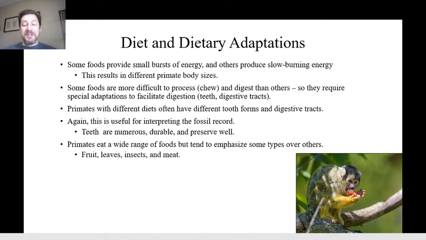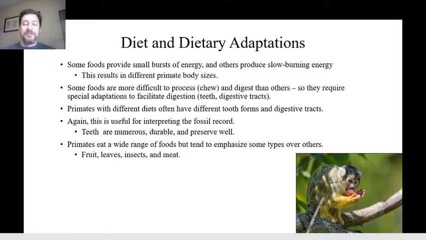In addition, if you specialize in eating a certain kind of food, then you want to have specialized tools to help you eat that kind of food. So some foods are more difficult to chew, some foods are more difficult to digest, and they require special adaptations to facilitate that. So maybe a special kind of tooth or a special kind of digestive tract. And again, you can think of cows, which you probably learned at some point have 4 stomachs, right? So ruminants have multiple stomachs where they pass the food around and digest it extremely slowly in stages over time. There are no primates with 4 stomachs, but there are primates with longer digestive tracts that fulfill a similar purpose.